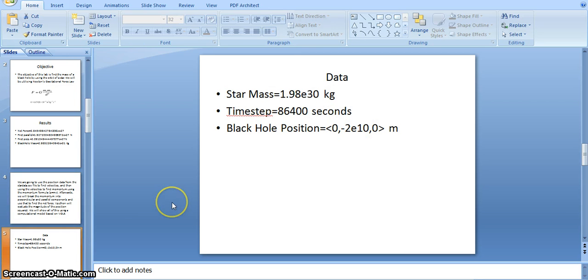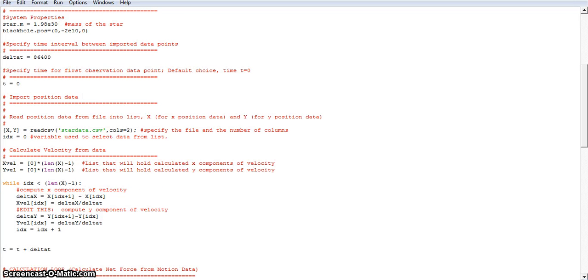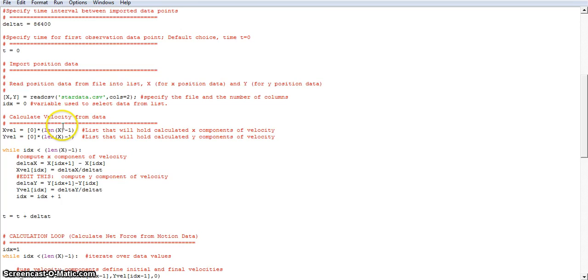Here are some of the data. The star mass is 1.98 times 10 to the 30 kilograms, and the time step is equal to 86,400 seconds because that is the number of seconds in one day. The black hole position is 0, negative 2e10, 0 meters. So as you can see here in my code, I put the system properties, which is the mass of the star, the black hole position, delta t, and I set t equal to 0.